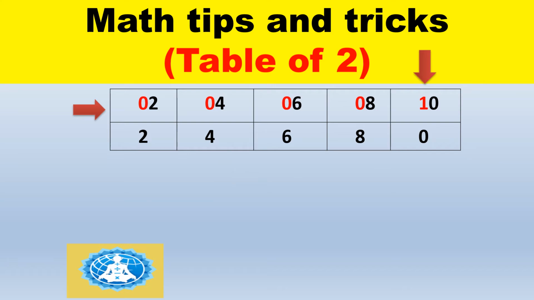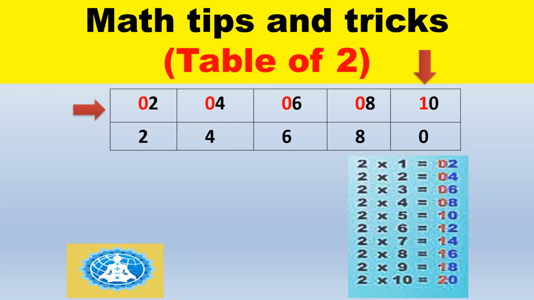Before we start with the bottom, first let us check whether we have done the table till 5 correctly. Yes, let us revise. 2 ones are 2, 2 twos are 4, 2 threes are 6, 2 fours are 8, 2 fives are 10. Yes, so we have stopped till 2 fives are 10.